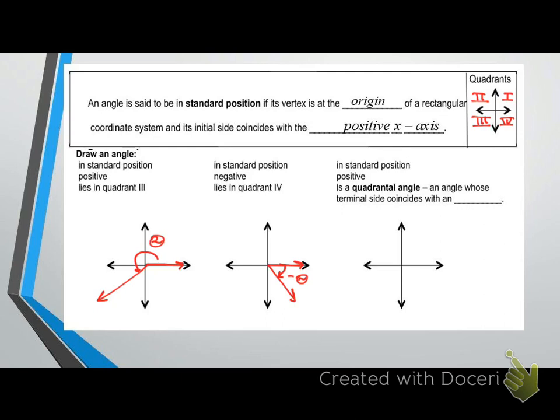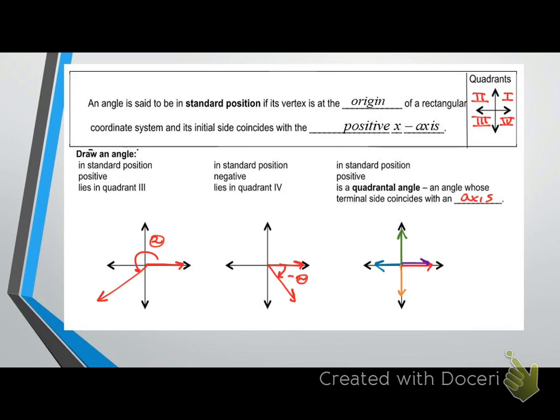Next question is, put an angle in standard position that's positive and is a quadrantal. A quadrantal angle is an angle whose terminal side coincides with an axis, right? The terminal side is going to be sitting on an axis. So our initial side is here. Our terminal side could also be right here, or it could be right here, or right here, or right here. Those are all the axes, right?